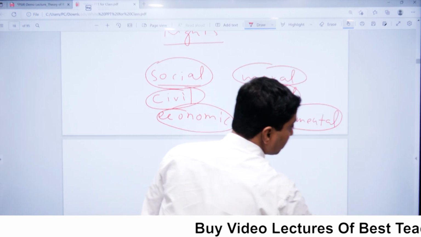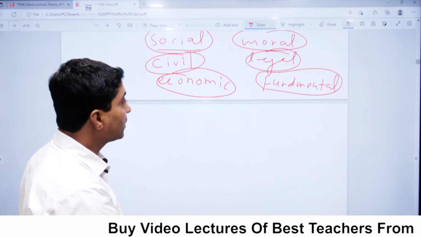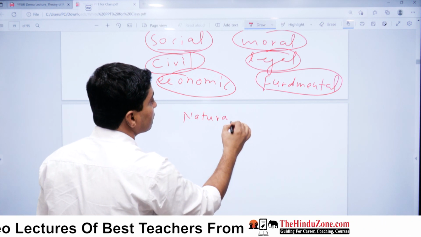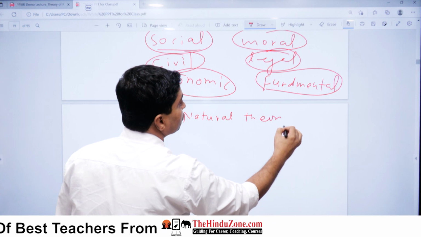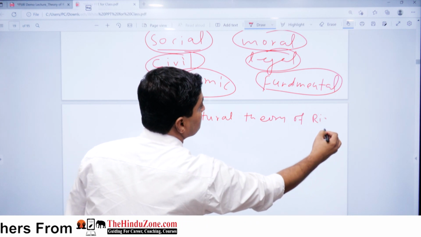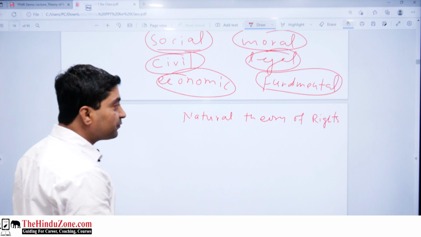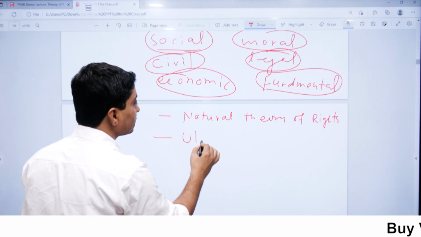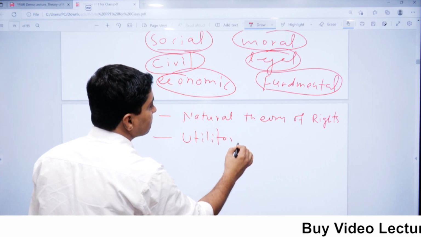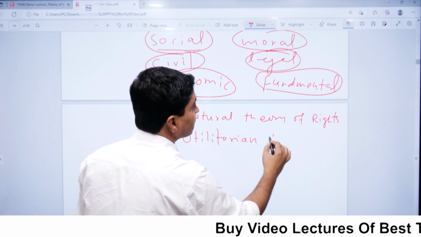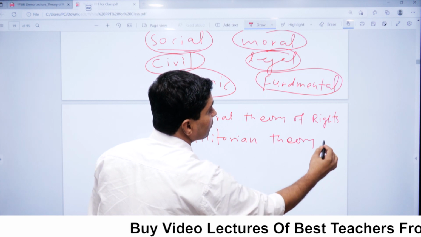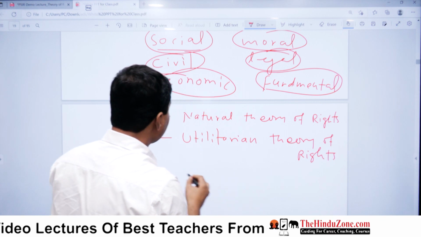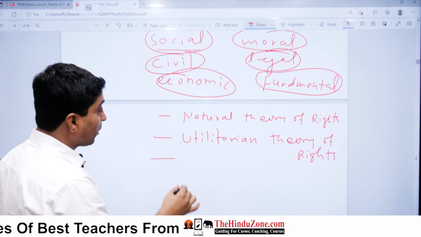rights. Now if you look at different theories of rights, there is the natural theory of rights. After natural theory, we can look at the utilitarian theory of rights. Then after that we can look at the liberal theory of rights.